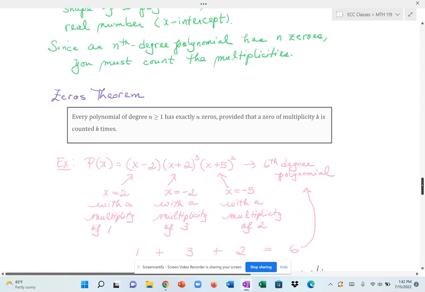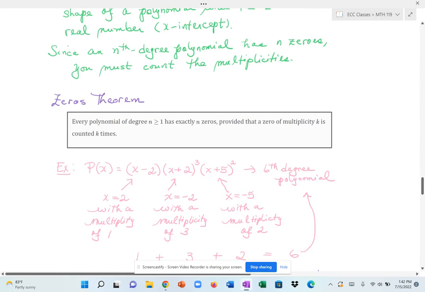So the zeros theorem states that every polynomial of degree n greater than or equal to 1 has exactly n zeros, provided that a zero of multiplicity k is counted k times. So that's basically just a repetition of what I said above in green. So here's a polynomial that's already completely broken down. I have x minus 2 times (x plus 2) to the third, times (x plus 5) to the second.